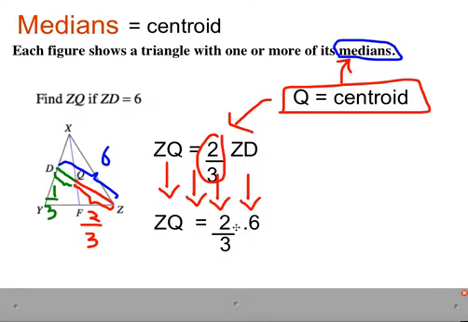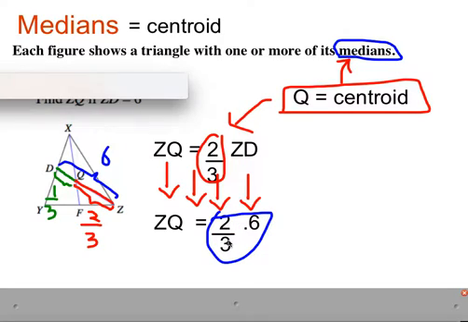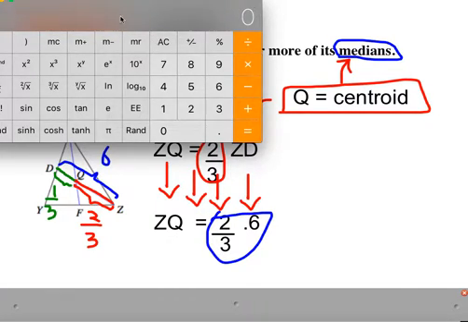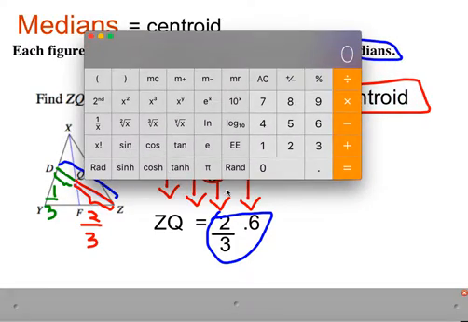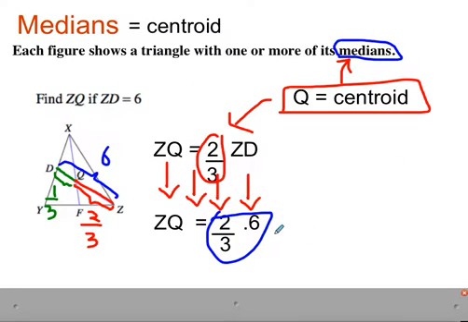So now all we have to do is this simple calculation. Let's see: 2 times 6 divided by 3. We're gonna use a calculator. 2 times 6 divided by 3. Done. 4. This is the answer for our problem.